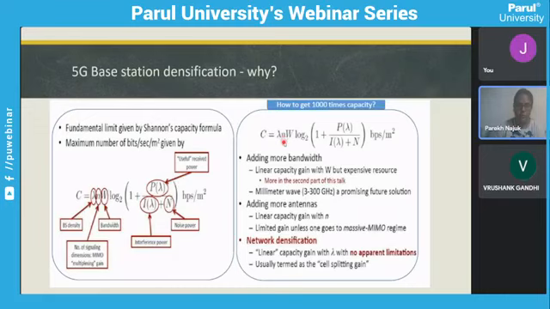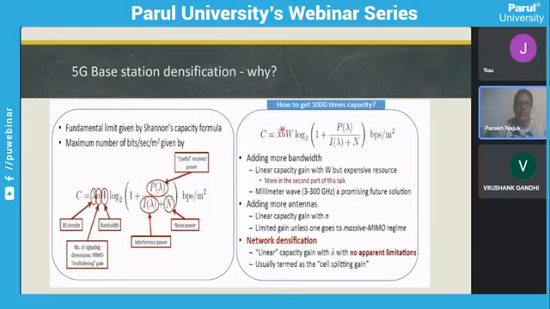How to have a greater number of antennas? You go for massive MIMO. What is network densification? You go with URLLC, right? Network densification gives linear capacity gain with no apparent limitation. You apply the cell splitting concept over here.